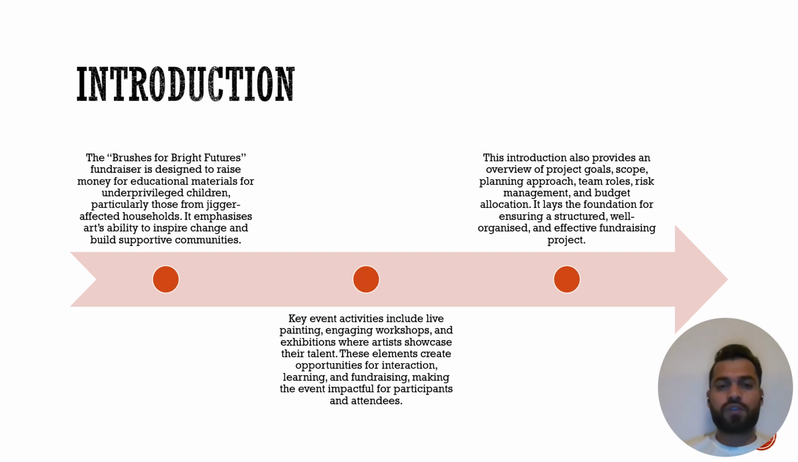Firstly, I introduce the Brushes for Bright Futures Art for Educational Fundraiser. I explained the purpose of the event, which is to raise money for educational materials for underprivileged children. Through art, I highlighted key event activities like exhibitions, live painting, and workshops. I also outlined what the full report covers, including the project goals, scope, planning, team roles, risk, and budget, providing a clear overview to guide the rest of the project.